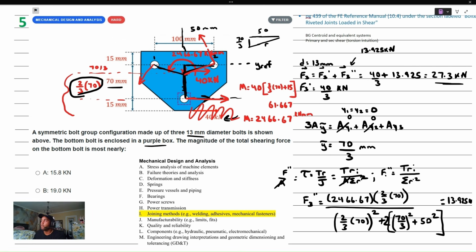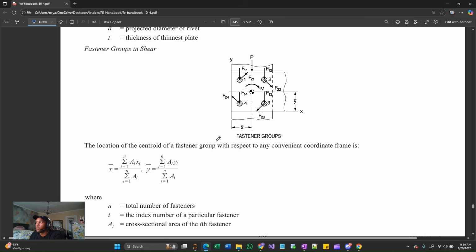Now I'm going to check inside the reference manual with you guys to show you where you can find some of this information. And yeah, let's go ahead and finish up this problem. On page 439 of the reference manual here, you can see that we have some mention of fastener groups and shears, or bolt groups and shears, and that's the problem that we were dealing with. You can see we have a schematic here where they're trying to depict the primary and secondary shear.